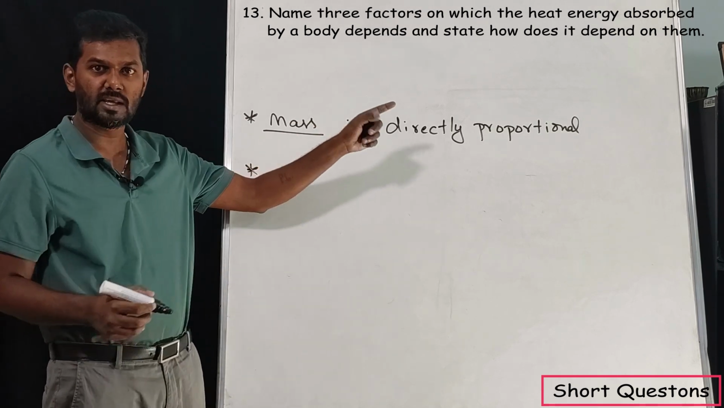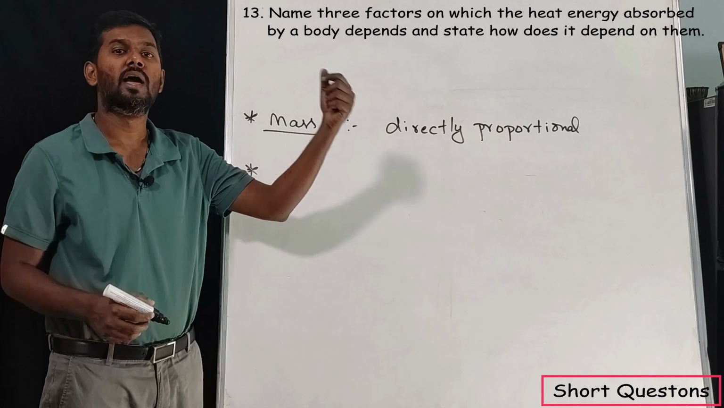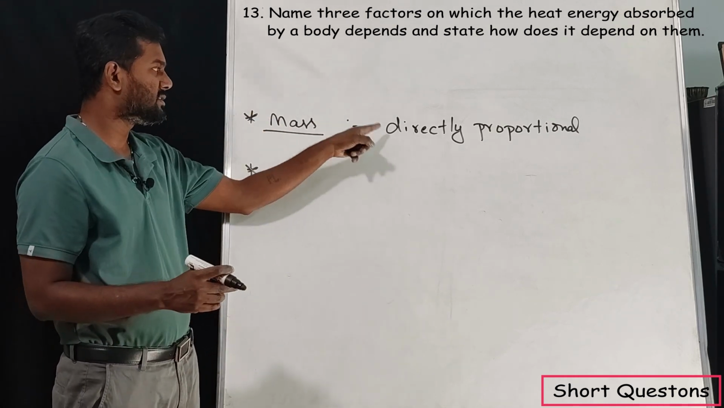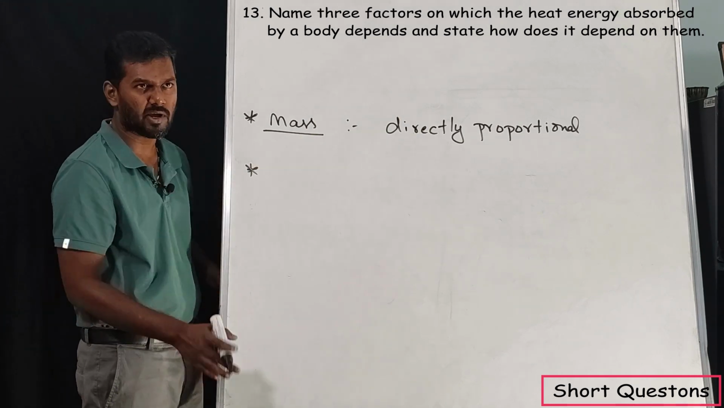So you have to write in the exam, not in this way: mass of the body is directly proportional to the heat absorbed by the body. You have to write it in the form of a sentence. Mass of the body is directly proportional to the heat absorbed by the body. The same common sentence we are going to remove.